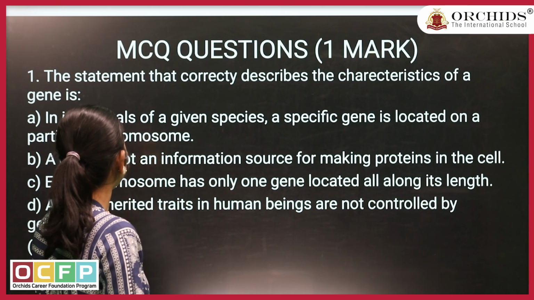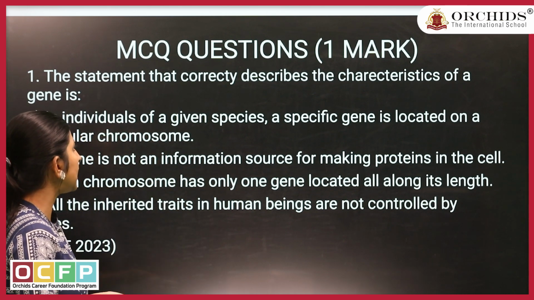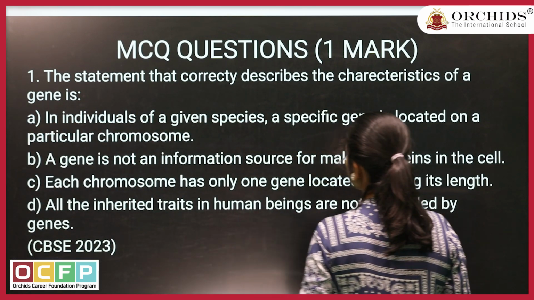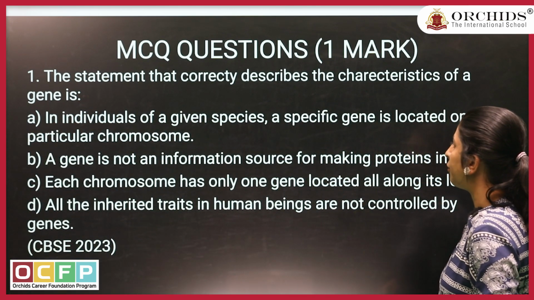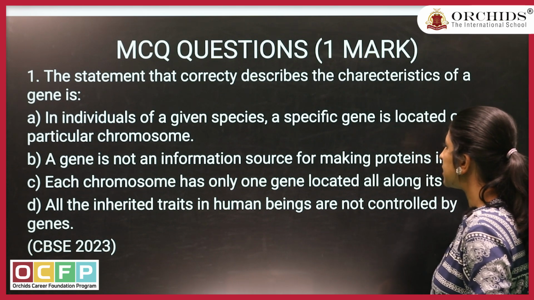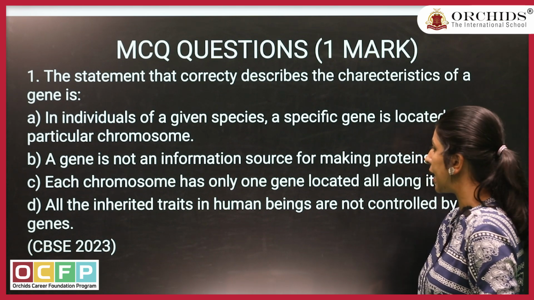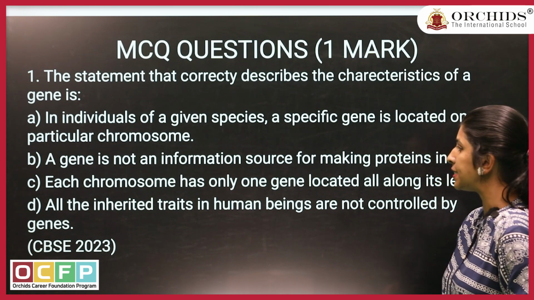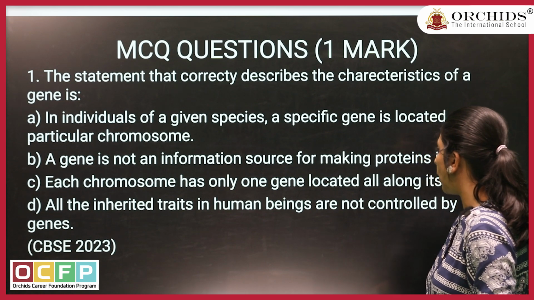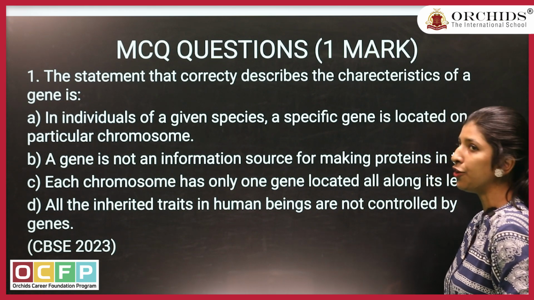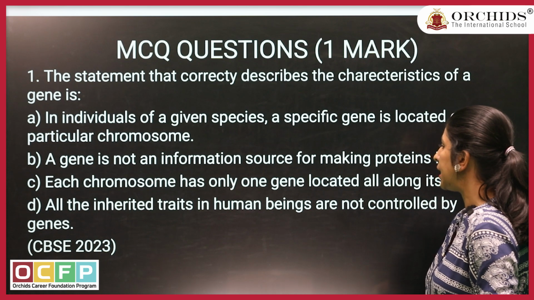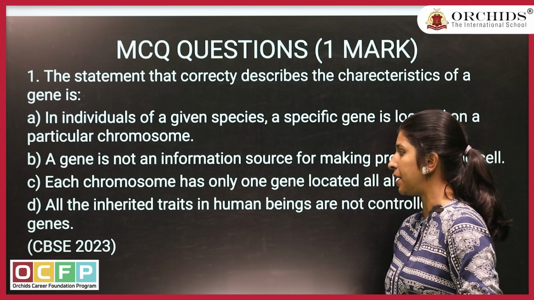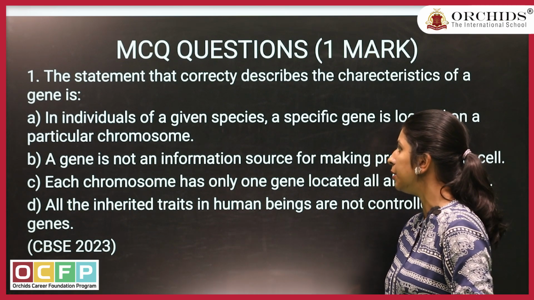So this is the first MCQ question. The statement that correctly describes the characteristics of a gene is, they have given us 4 options over here. In individuals of a given species, a specific gene is located on a particular chromosome. The second statement is, a gene is not an information source for making proteins in the cell. The third statement is, each chromosome has only 1 gene located all along its length. And the fourth statement is, all the inherited traits in human beings are not controlled by genes. This question is from the CBSE board exam paper of 2023 academic year.